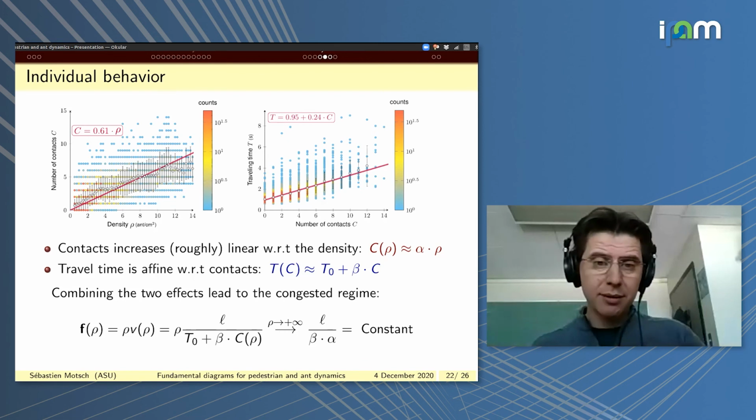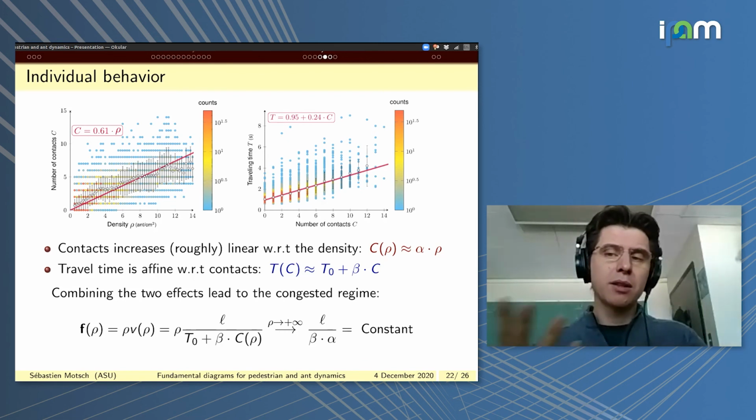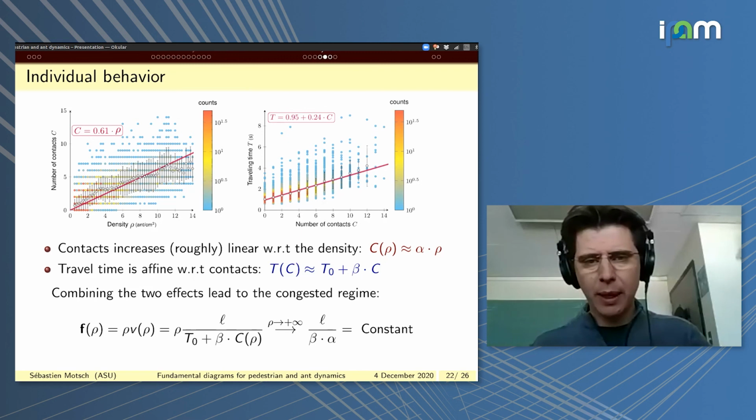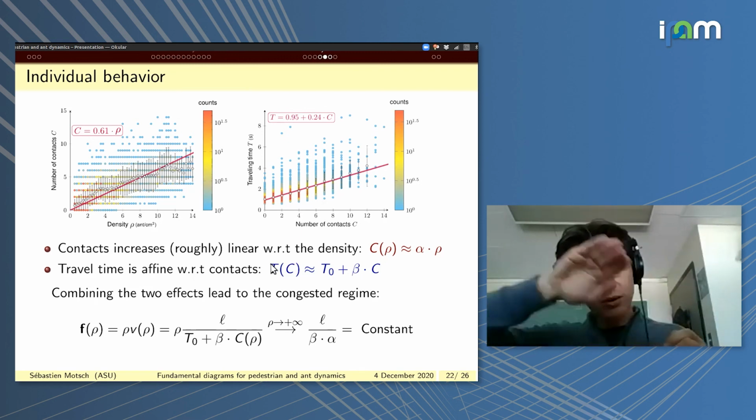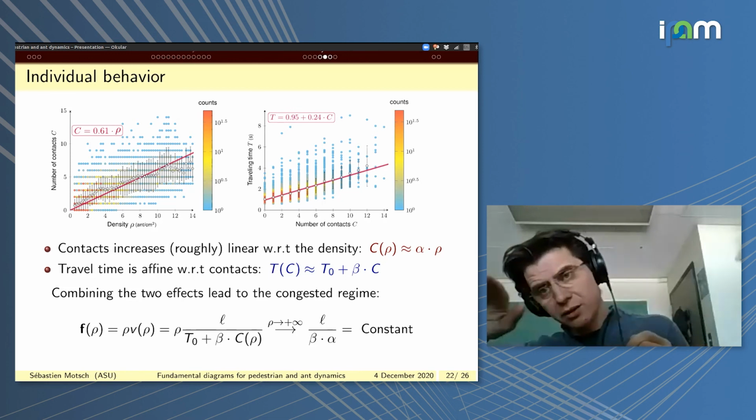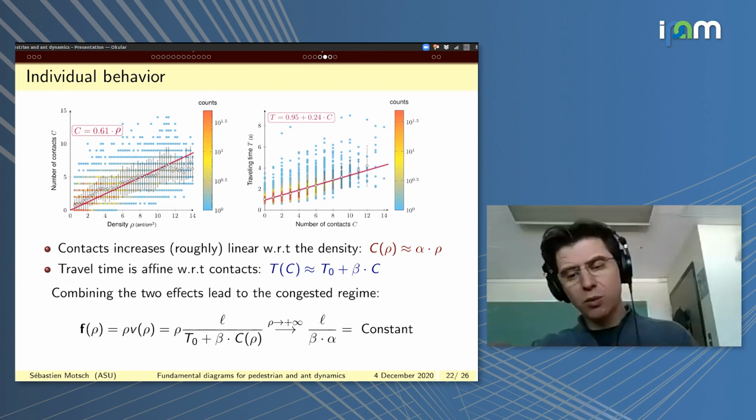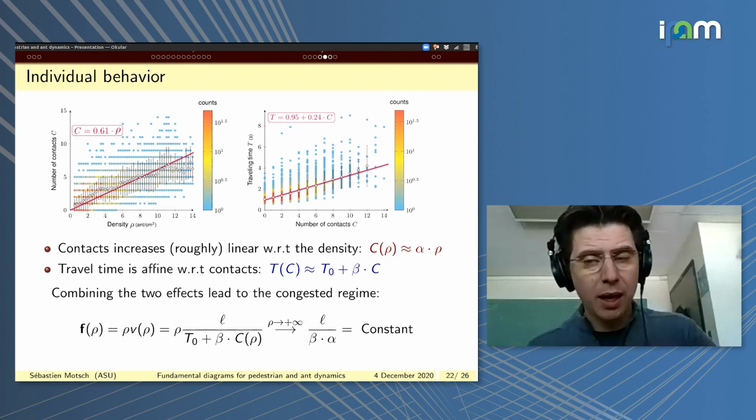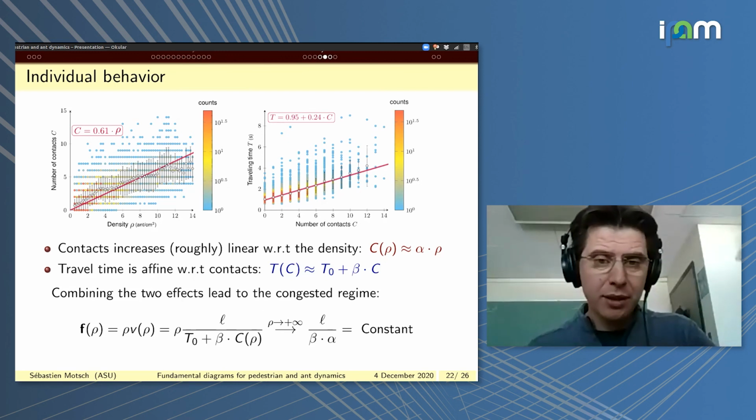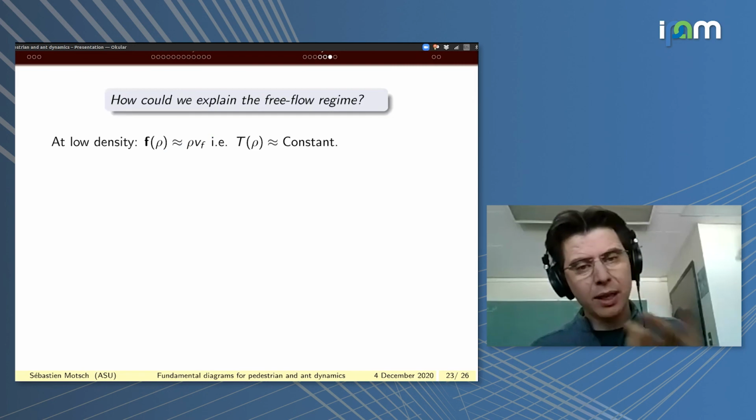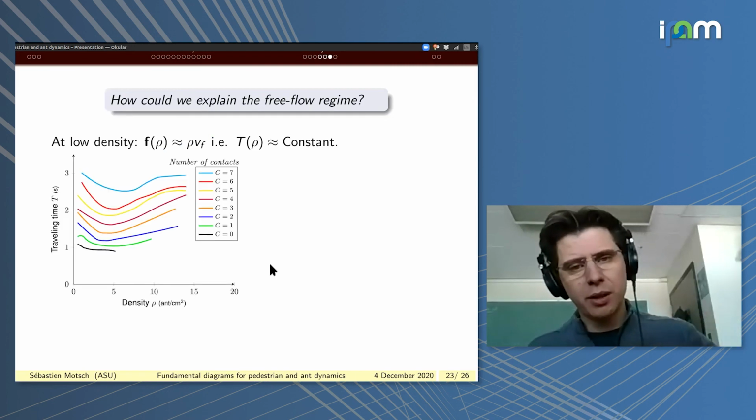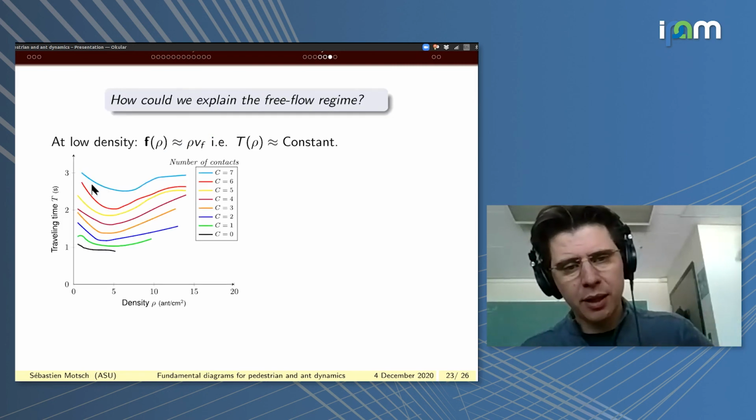Question now, how do we explain this free flow regime? If we combine these two pieces of information, we're not going to have a free flow regime like this. It's always going to decay. So the velocity always decays as you increase the density. Well, what's happening here is that there's another effect that we actually discovered doing this analysis.